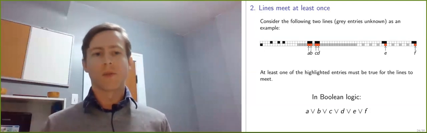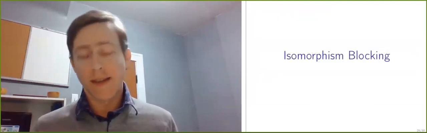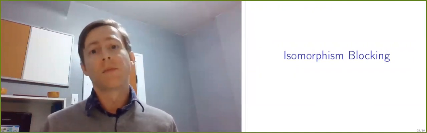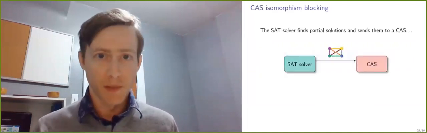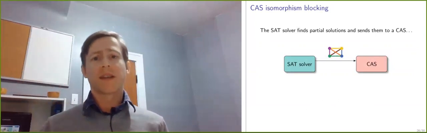Again, there's lots of clauses which look like this. This brings me to the CAS. So the CAS is useful for performing what's known as isomorphism blocking. The way it works at a high level is like this.